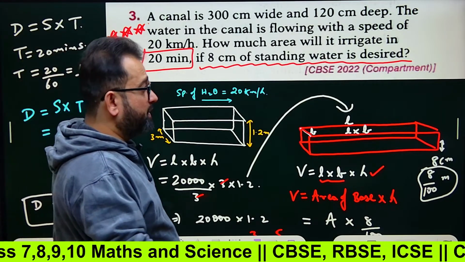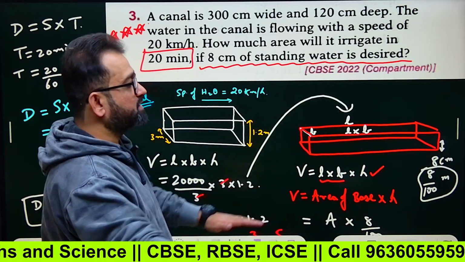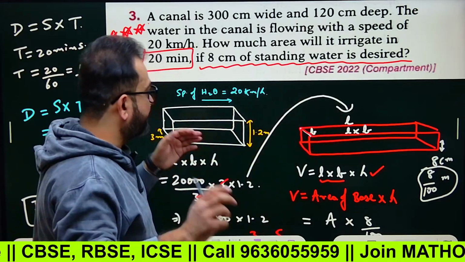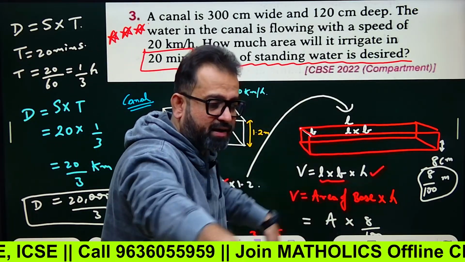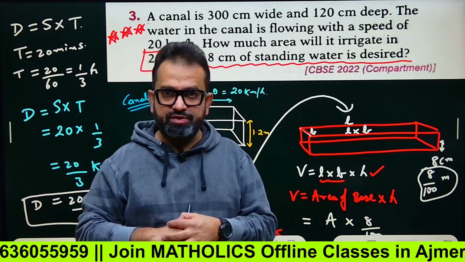That means there is a land. This will be in the form of a rectangle, length into breadth. So you have to find the area of this land, length into breadth. If 8 centimeter of standing water is required, that means what?